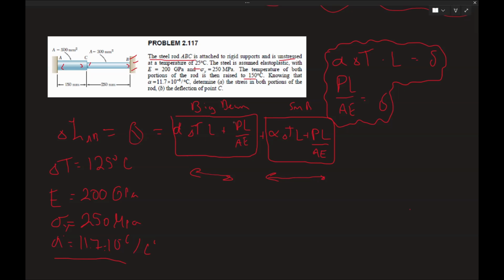I just plugged all these numbers, went in and solved for P, and then did work for the stress in both portions. So you get P over A and the deflection of point C. If you know how much this grows by, you know how much that moves. So essentially, you just need the answer to this equation, and it gives you everything in here except the twist.